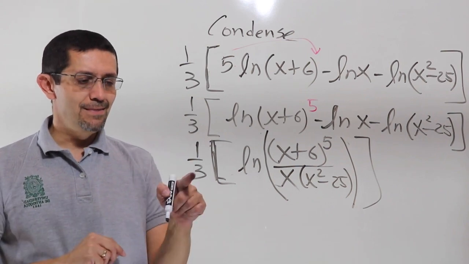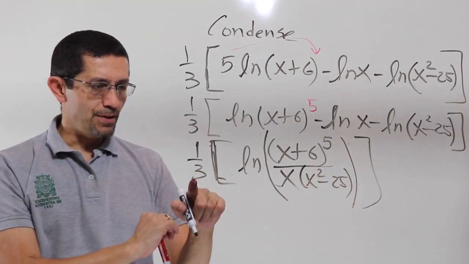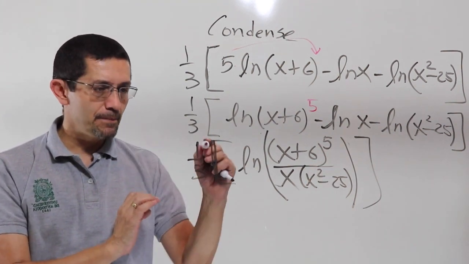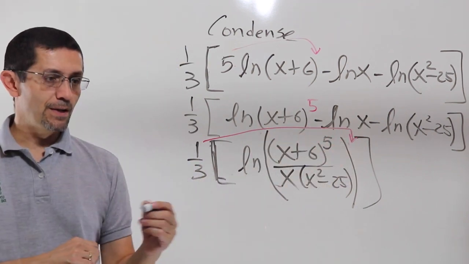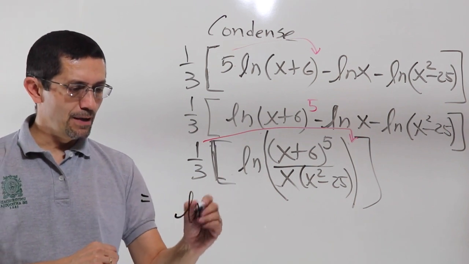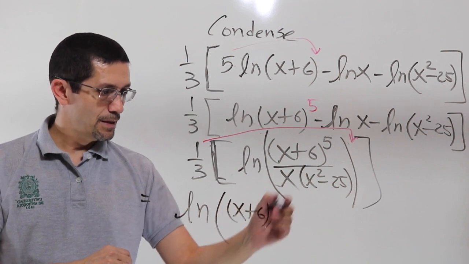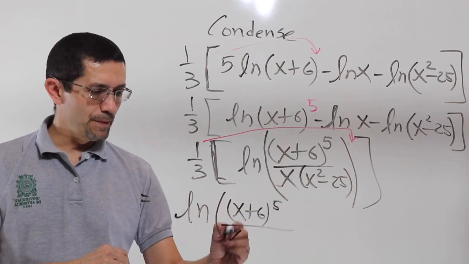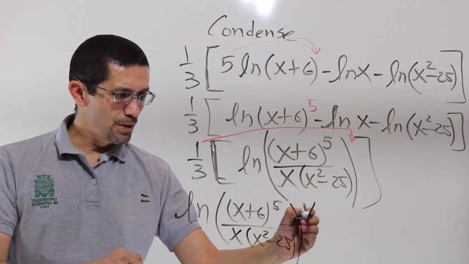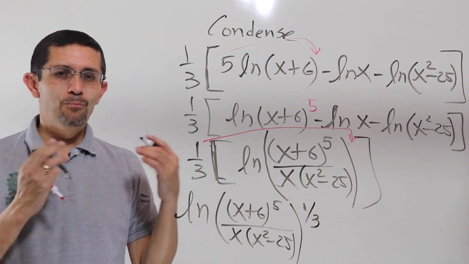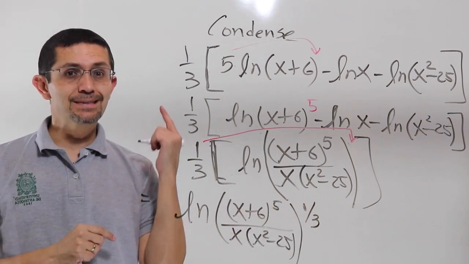Now what? This 1/3 will affect my final natural log. Now this 1/3 is an exponent of what? Of my argument. Therefore, what's the final answer here? I have ln of parentheses x plus 6 to the 5th power over x squared minus 25, parentheses, to the 1/3. But what is 1/3? Remember, when I have a fraction as an exponent, that means it's a radical.